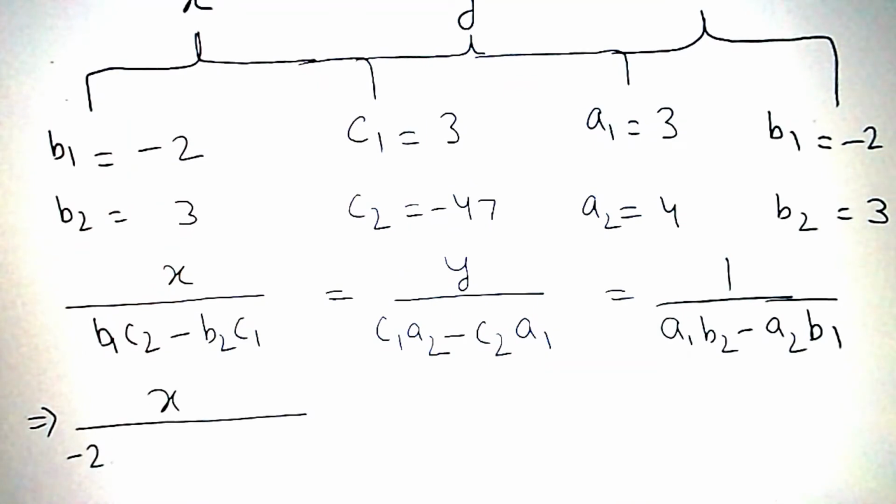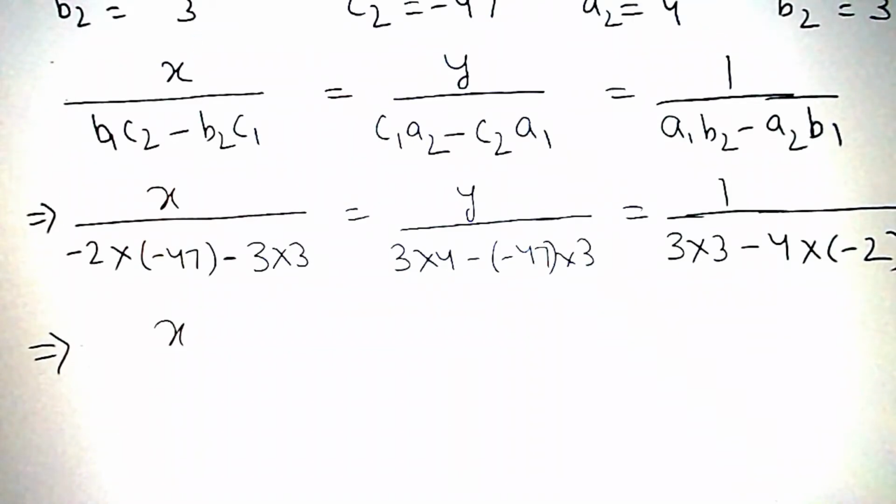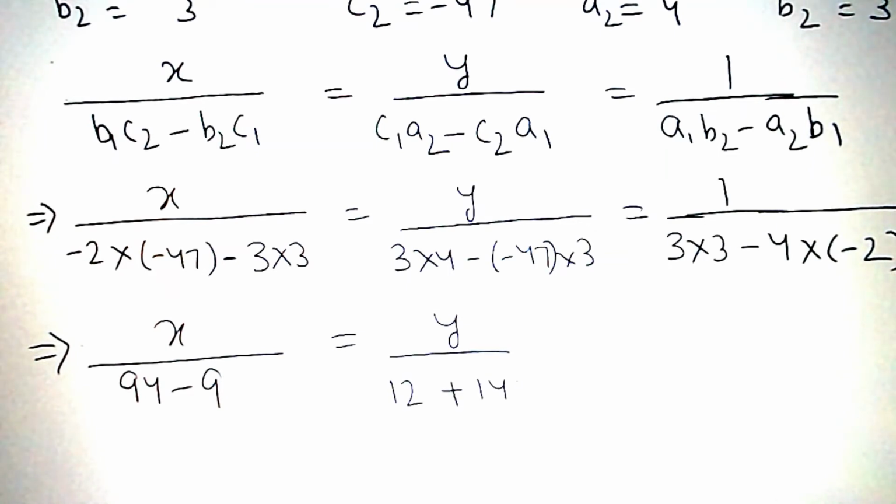x/(-2 into -47 minus 3 into 3) is equal to y/(3 into 4 minus 47 into 3) is equal to 1/(3 into 3 minus 4 into -2). On multiplying, then we get x/(94 minus 9) is equal to y/(12 plus 141) is equal to 1/(9 plus 8).